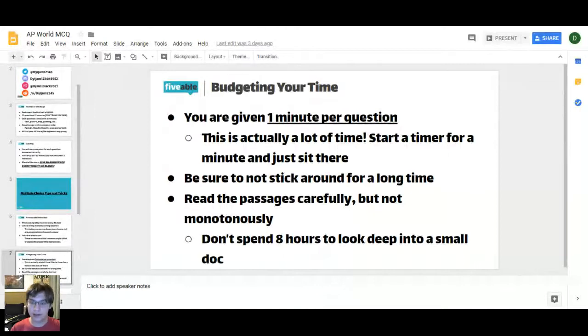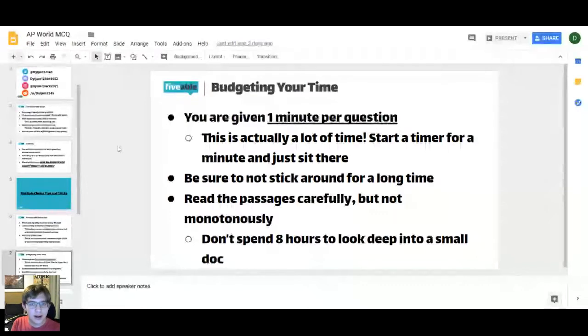So, speaking of reading the passages, read them carefully but not monotonously. Don't look into every little detail, every little nook and cranny of the document, and think into it super deeply. You want to read the source information, read everything in the document, and understand it, but don't worry if you don't understand what one word means, or the intricacies of the Islamic empires to the point where you can say dates. It's not the most important thing.